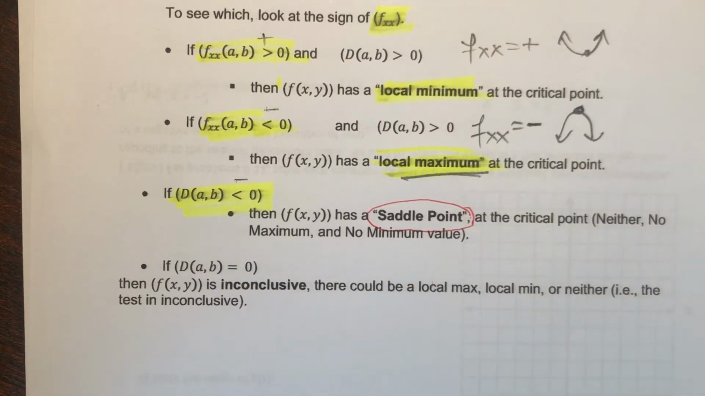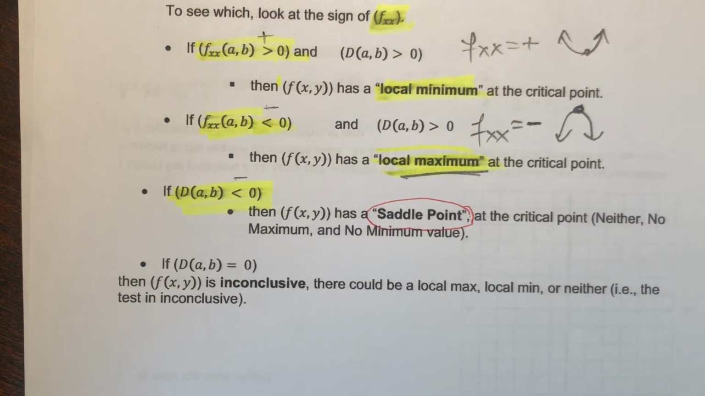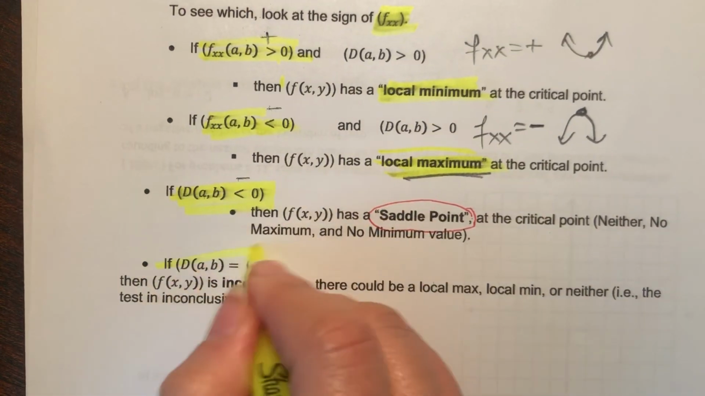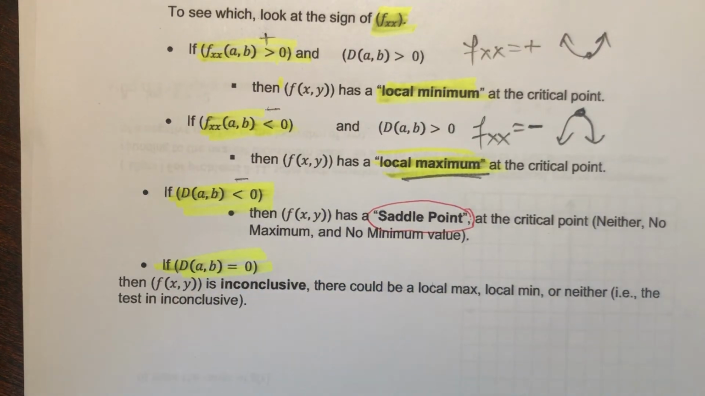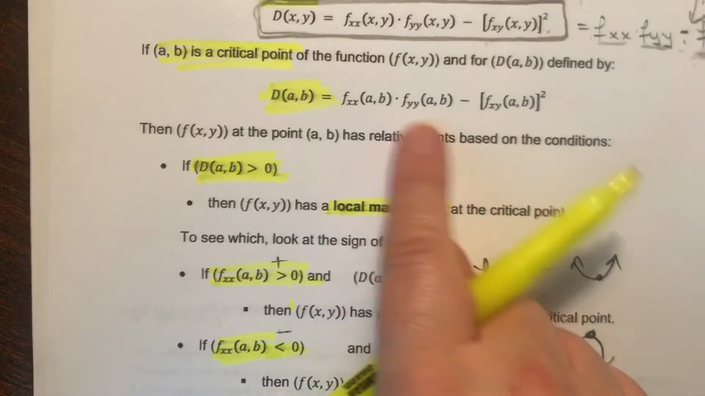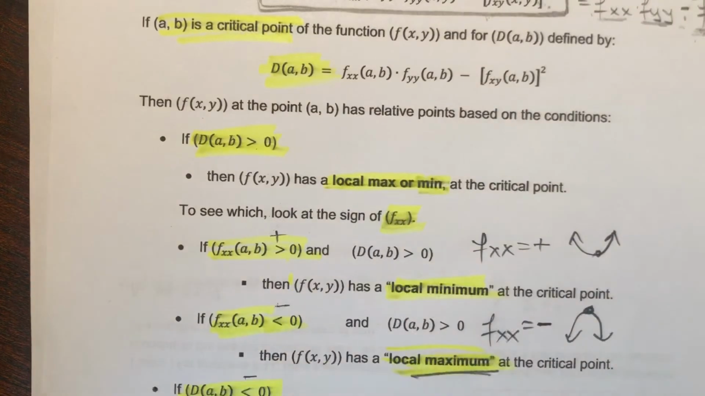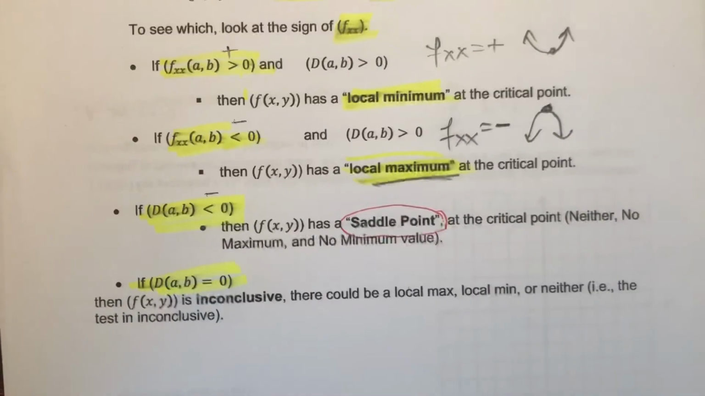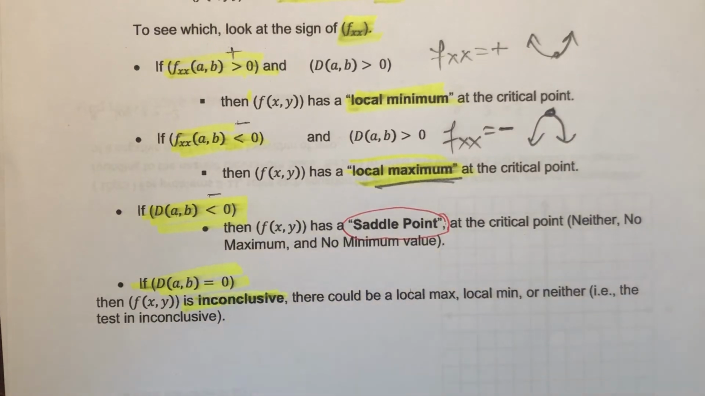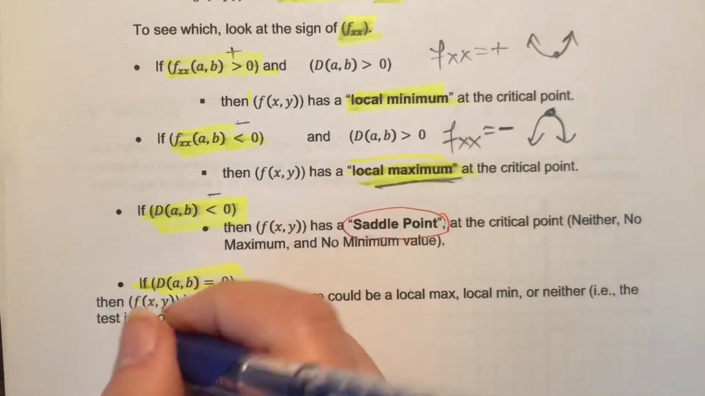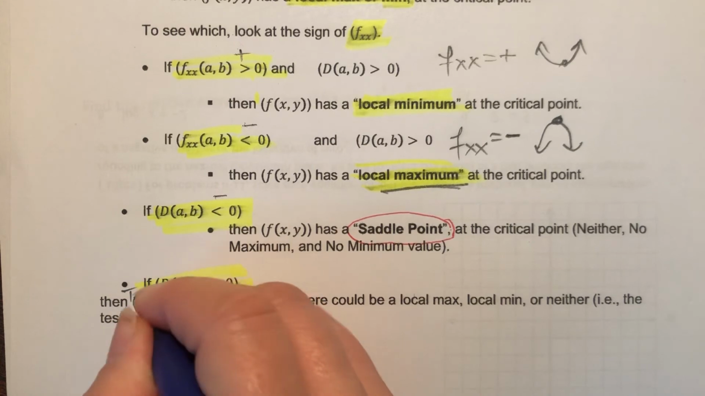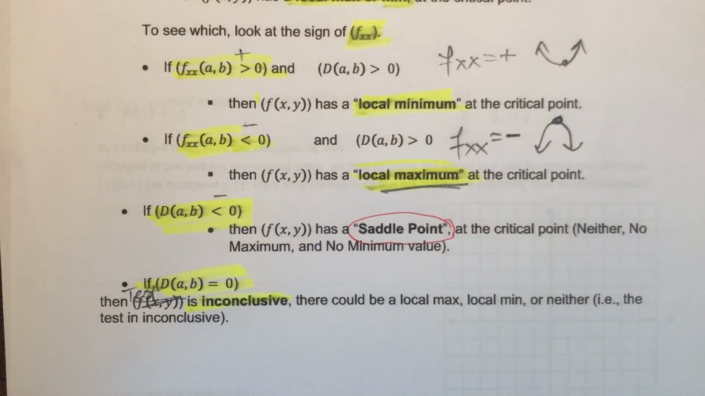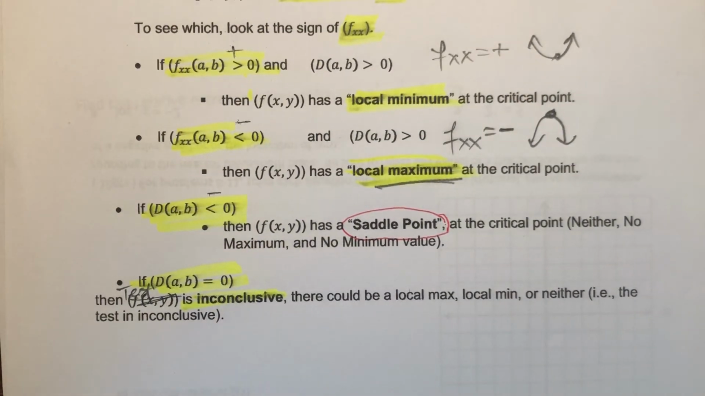Now, if D should come up to be 0, which is not going to happen in the problems we'll be looking at, but just so you know, it's a difference of two values, so why wouldn't it be 0? If it does, then we say the test is inconclusive. There could be a min or a max or neither. We don't know. We need to perform more testing. But that won't happen in our class.